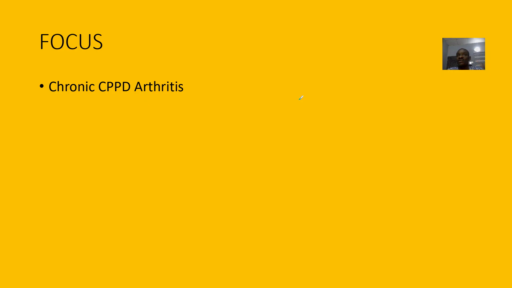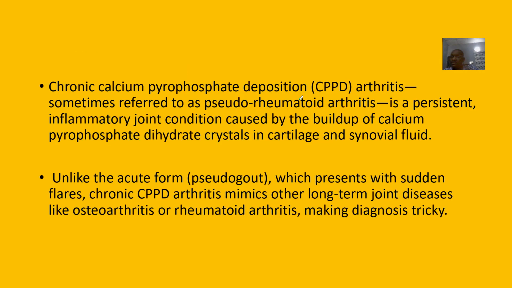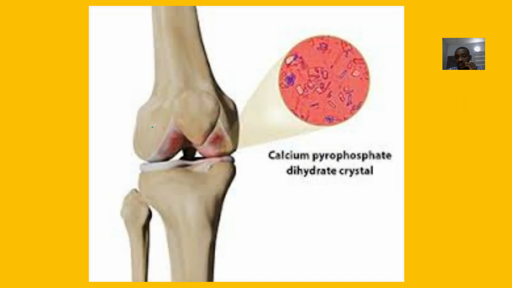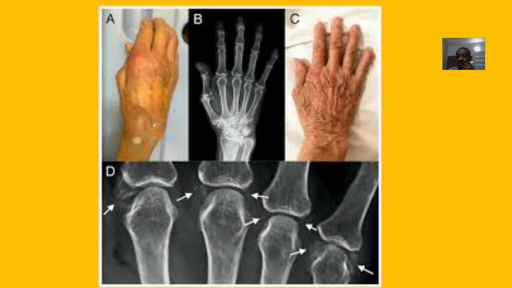But if we are saying this chronic, that means this deposition has been there for a very long time. Do you understand? So it sometimes refers to as what? Pseudo rheumatoid arthritis. So when we are saying it is chronic, it has been there for a very long time. It's persistent. It's an inflammatory joint condition. It's caused by buildup of the calcium pyrophosphate dihydrate crystals in joints. Do you understand?